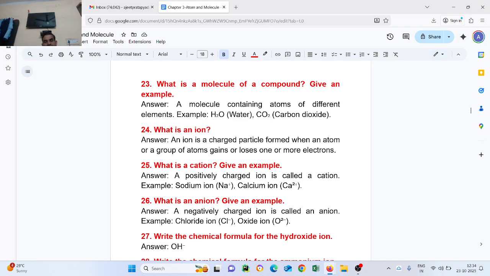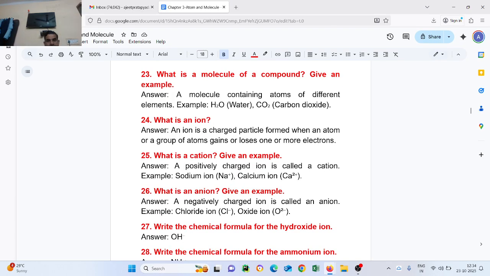Question number 26. What is an anion? Give an example. A negatively charged ion is called an anion. Example: chloride ion, oxide ion, O2-.